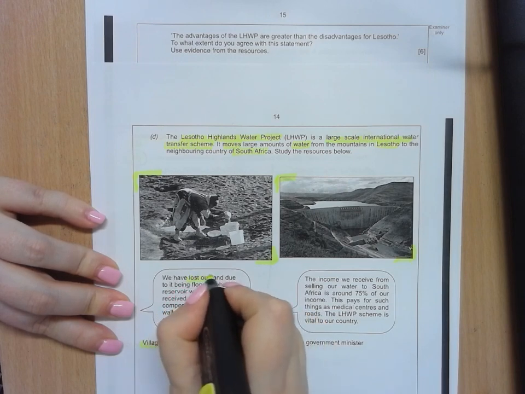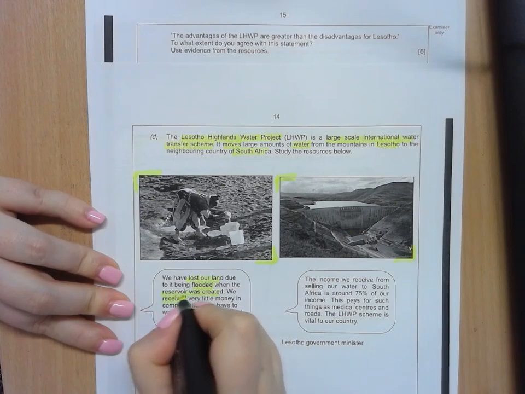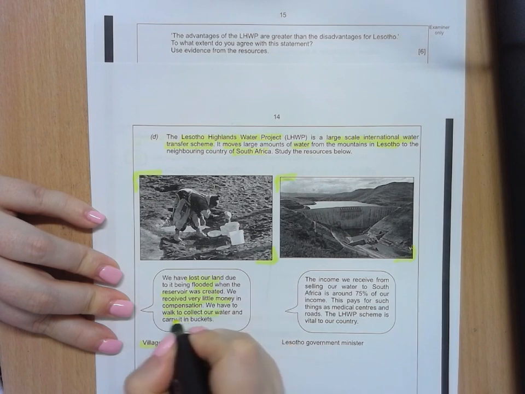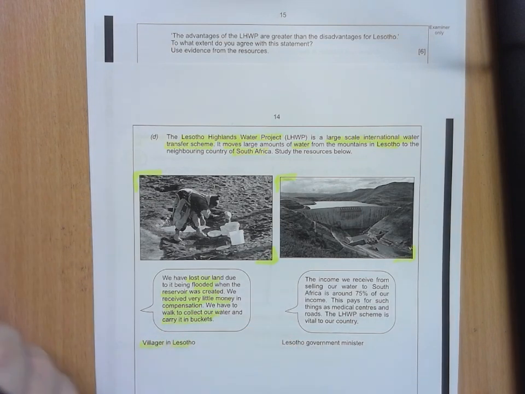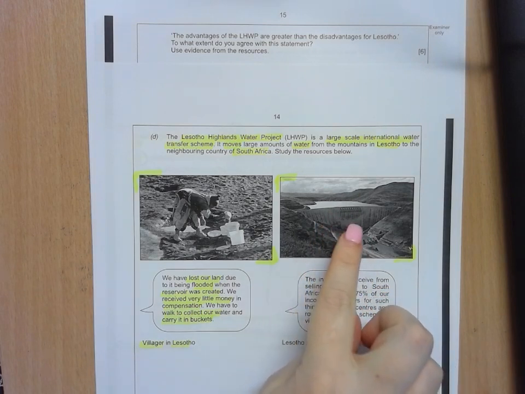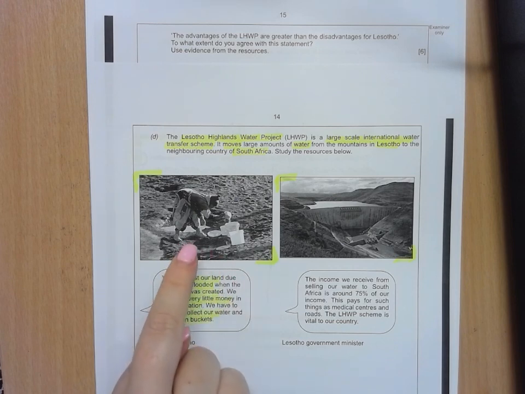We have lost our land due to it being flooded when the reservoir was created. We've received very little money in compensation. We have to walk to collect water and carry it in buckets. Okay, so we're getting a bit of a picture here. Although this dam is providing water to South Africa, in Lesotho, it's flooded the land and they haven't got enough money back for that, and they aren't using the water. They have to walk to collect the water and carry it home in buckets, which is what I assume they're doing here, and it looks like dirty water.